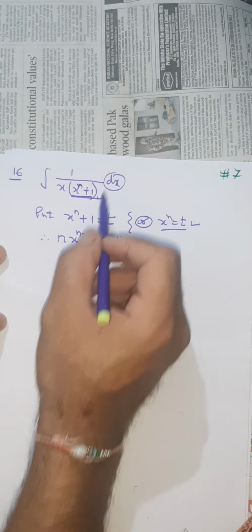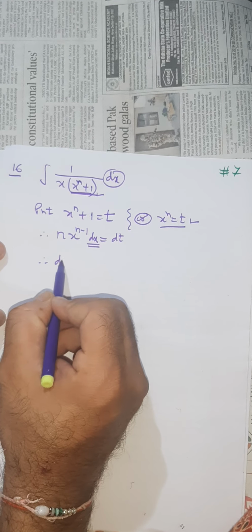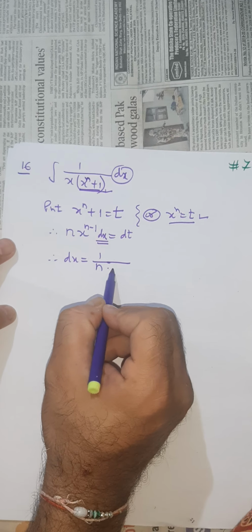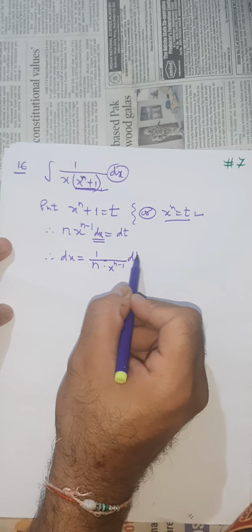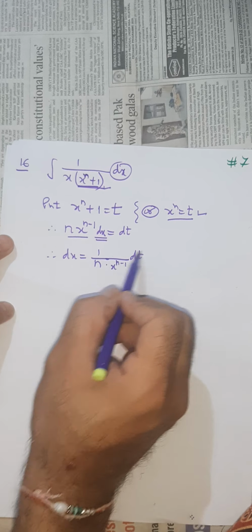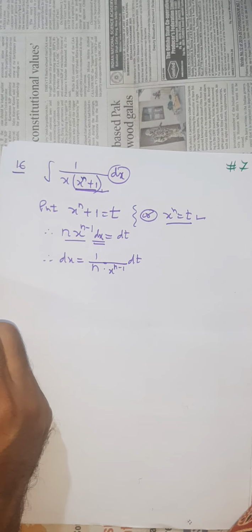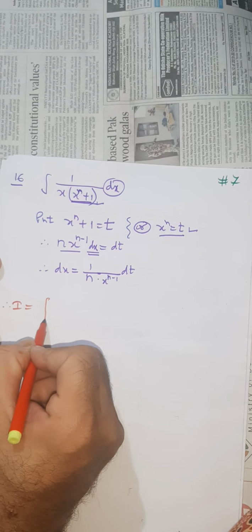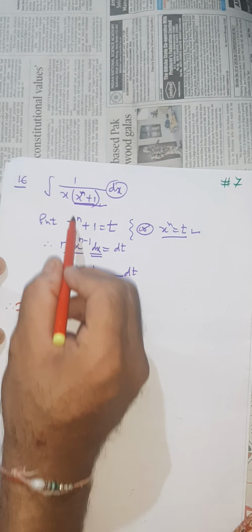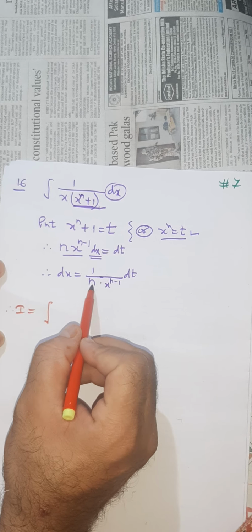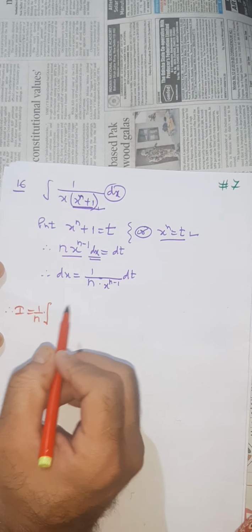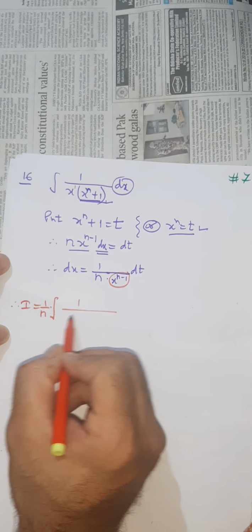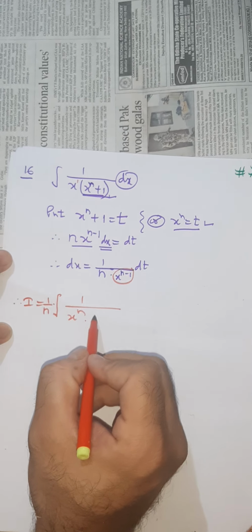Now you want just dx only. So dx equals 1 upon n into x raised to n minus 1 dt. Just take this down there. Therefore, if I place the value of dx, this constant 1 upon n will come out. This x raised to n minus 1 power and this x power 1 gives you x raised to n, and this is t dt.